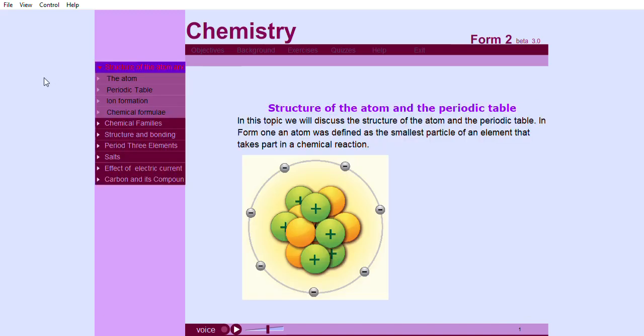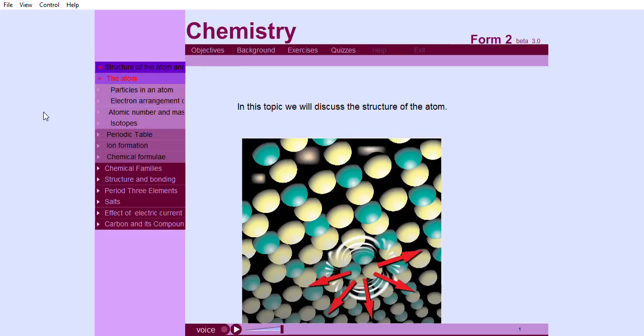In this topic, we will discuss the structure of the atom and the periodic table. In Form 1, an atom was defined as the smallest particle of an element that takes part in a chemical reaction. In this topic, we will discuss the structure of the atom.